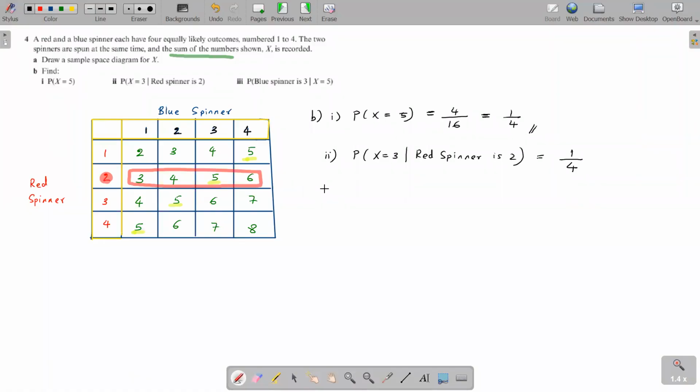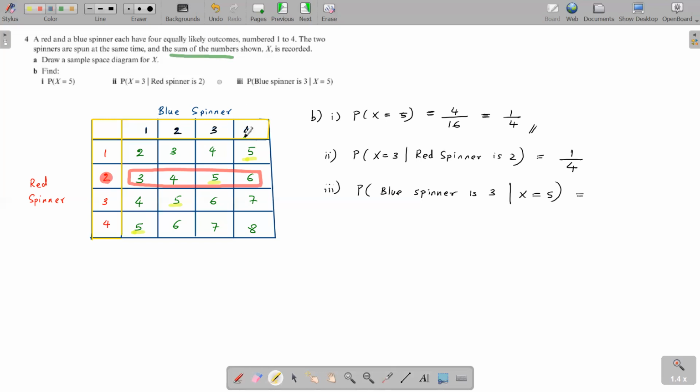All right, moving on to Roman number 3. So probability blue spinner is 3 given x equals 5. Okay, so remember when they give you the given, always check. First we'll go for the given, because that's what we require. So what's the given? X is 5. Let's take all the given events, the ones where x is 5.